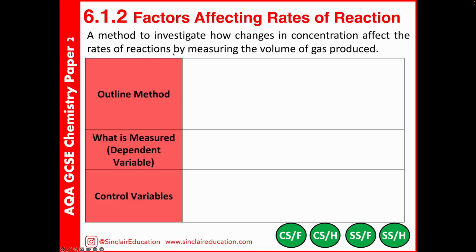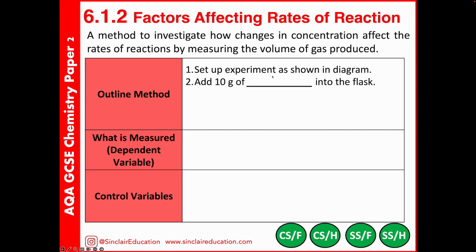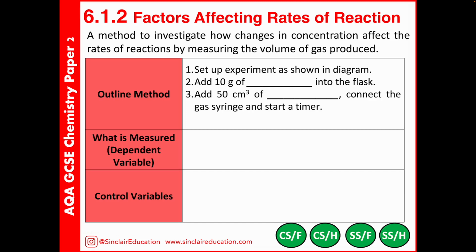So if we're investigating, for example, how changes in concentration affect rate of reaction, we could set up the apparatus as we've just seen, and we'll add 10 grams of whatever one of our solid chemicals is into that flask, and we'll measure that with a balance. We'll then add a fixed volume, so for example 50 centimetres cubed of, let's say, hydrochloric acid, and we'll connect the gas syringe and we'll start a timer.